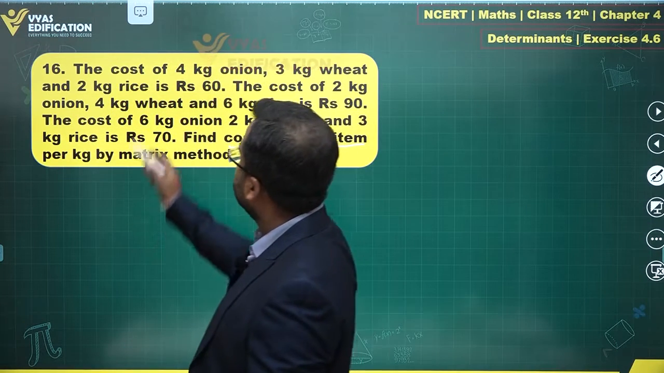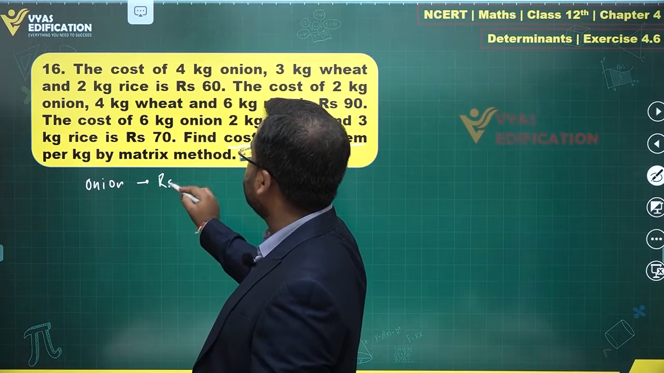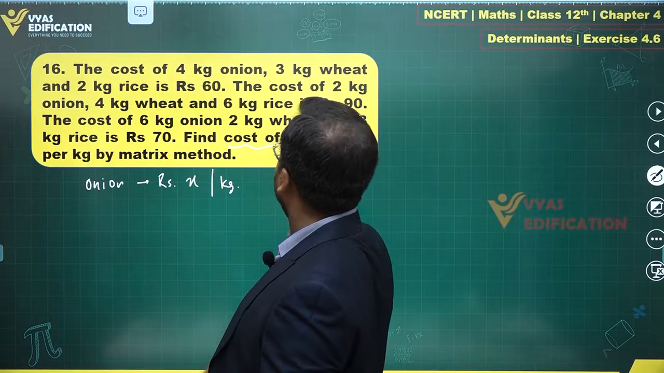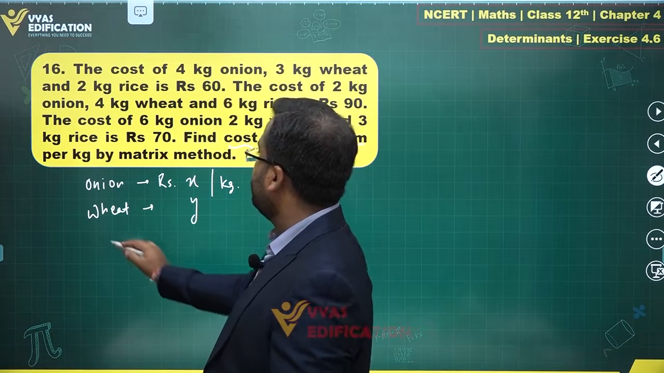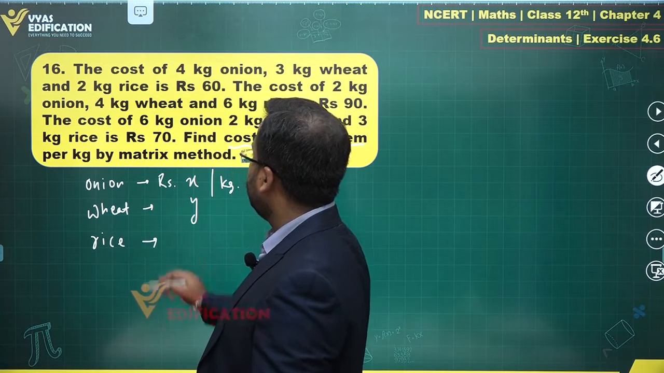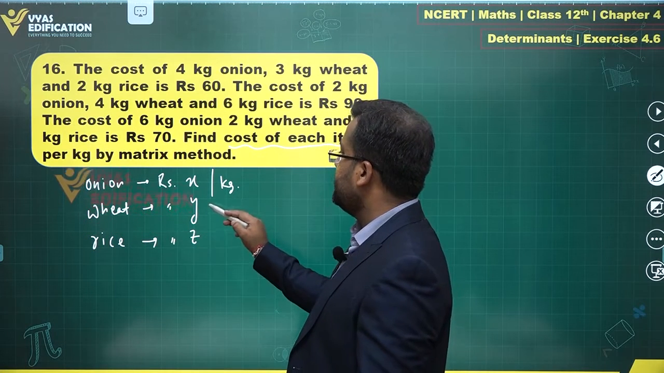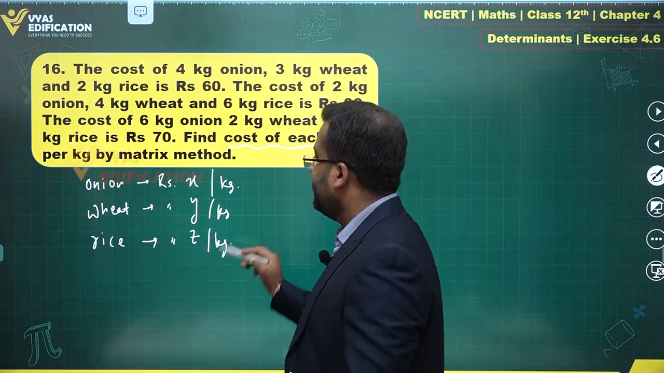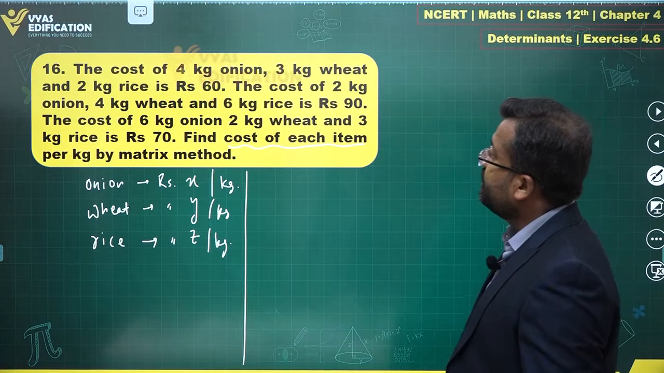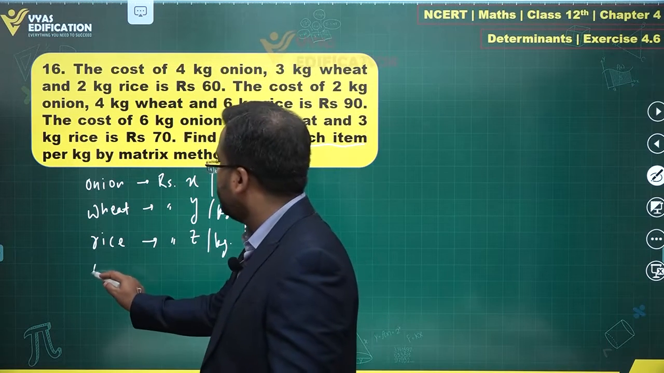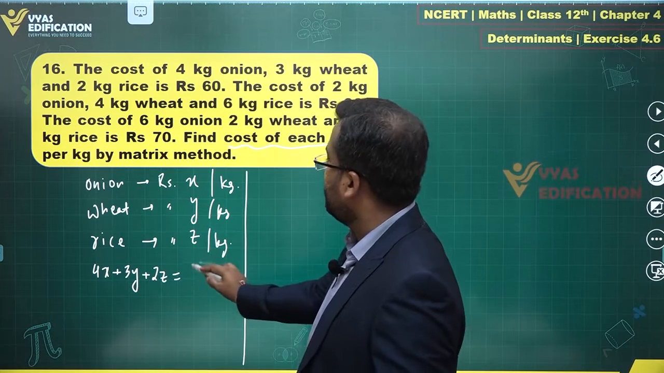Let cost of each item. Let cost of onion be rupees x per kg. Wheat be y per kg, and rice be z per kg, right? Similar things. So rupees per kg, per kg, per kg, right? Therefore, the equations formed will be 4 kg onion, 4x plus 3y plus 2z is equal to 60. That's the first equation.